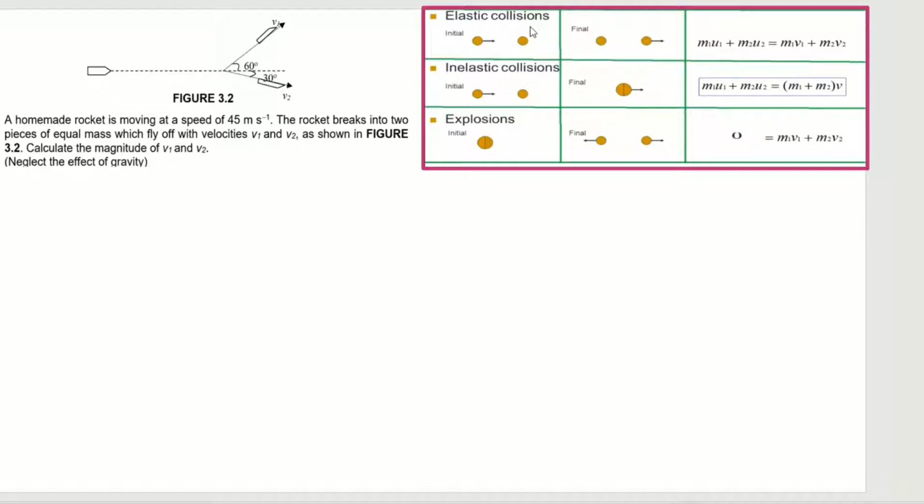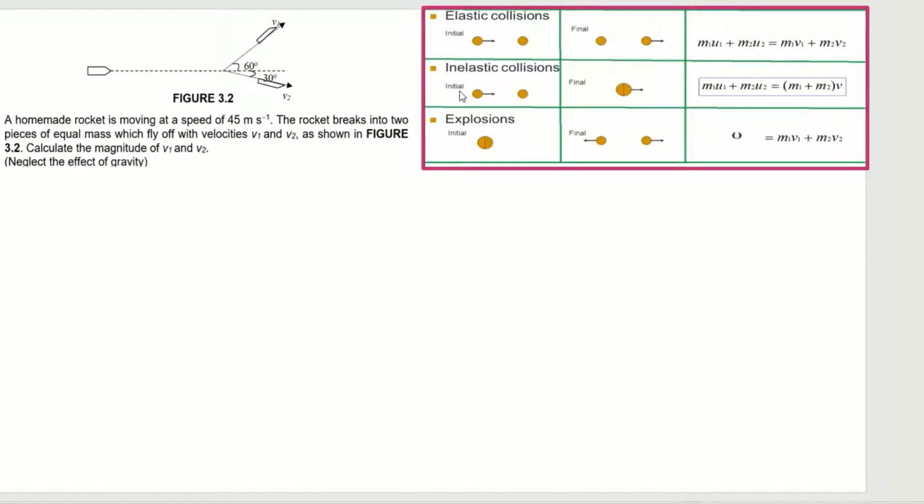So, for example, you have an elastic collision. Two objects collide, and after the collision, the objects move with different velocities. This is the characteristic of an elastic collision. So you have m1 u1 plus m2 u2 equals m1 v1 plus m2 v2. So you have two different velocities.